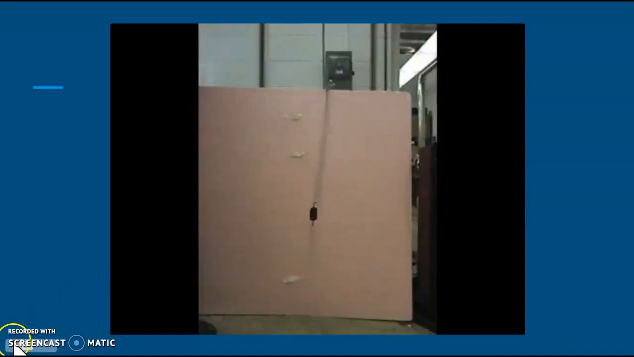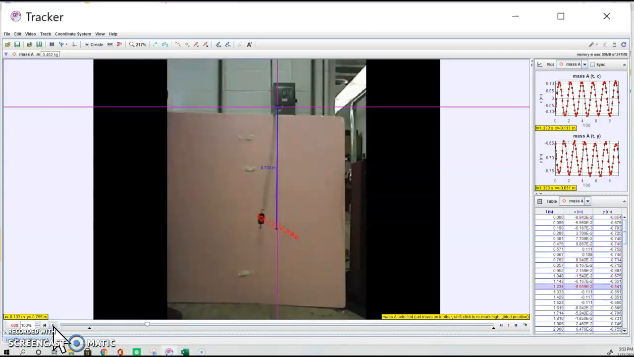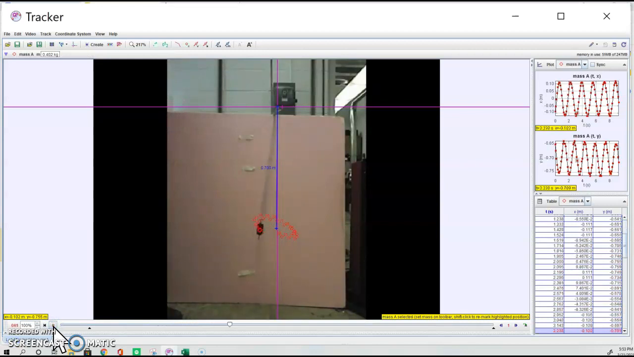Here is the original video of the oscillating motion. Using Tracker, I tracked the position of the mass over time as it continues in oscillating motion. This produced position versus time graphs and data points shown here. I then downloaded this data for comparison with the upcoming computational model.